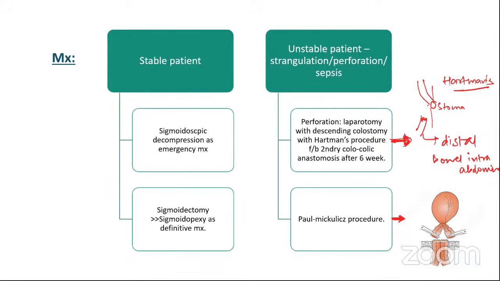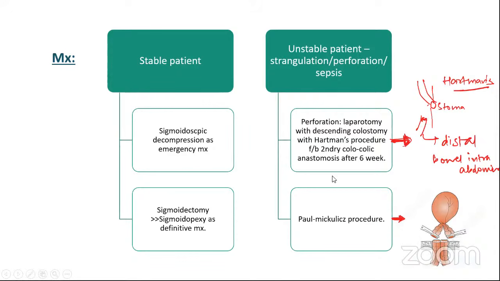In case of an unstable patient, or if there is strangulation, we do a colostomy with Hartmann's procedure, followed by secondary colocolic anastomosis after 6 weeks. What we are doing is we resect the part of the volvulus, the sigmoid, and bring out the descending colon on the abdomen and do a descending colostomy. We close the distal bowel loop in the first part of the operation, and after 6 weeks, we do colocolic anastomosis in the second part of the operative intervention.